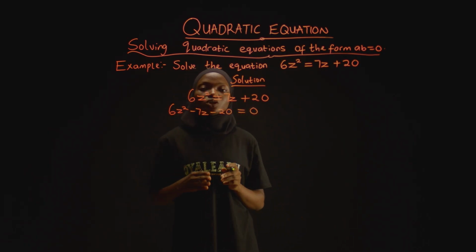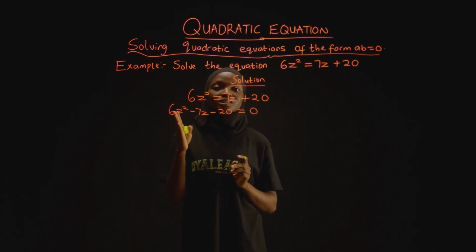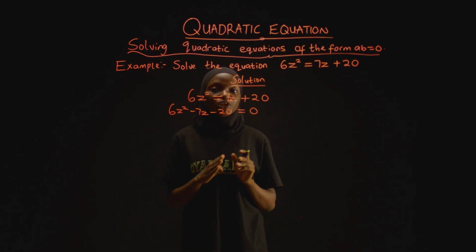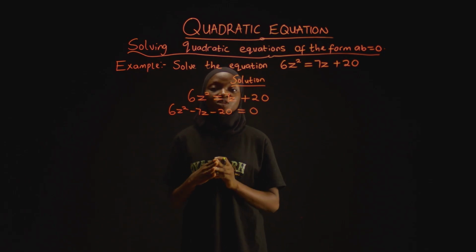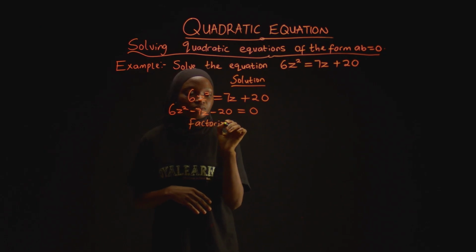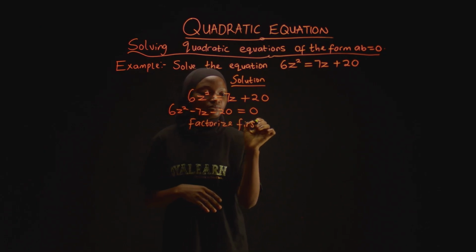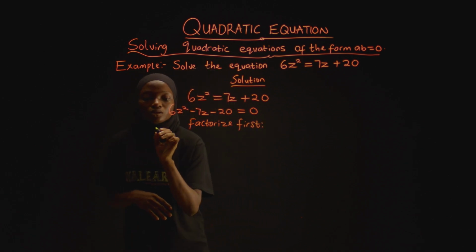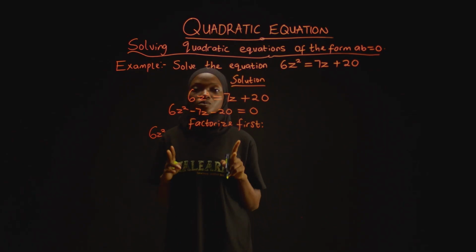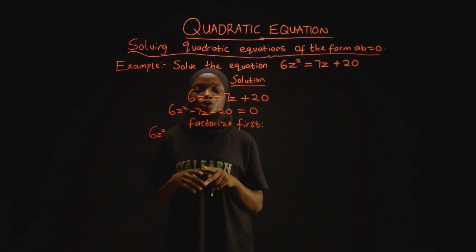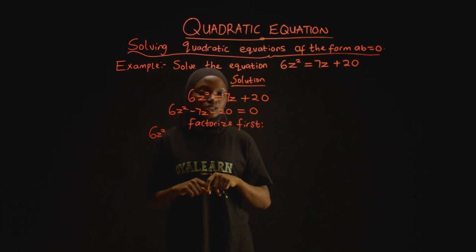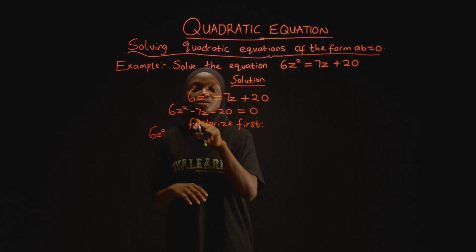Now the left hand side of the equation, this is a quadratic expression. So we need to factorize this out first so that we can have it of the form ab equals 0. That is, two terms multiplying each other. So factorize first. We have 6z squared. To factorize this expression, we need two terms such that their product will give us the product of the first term 6z squared and the last term minus 20, and their sum would give us minus 7z.